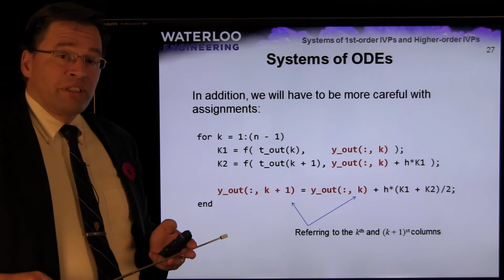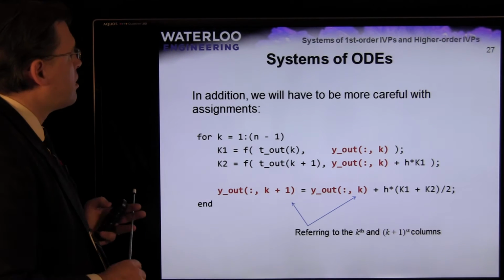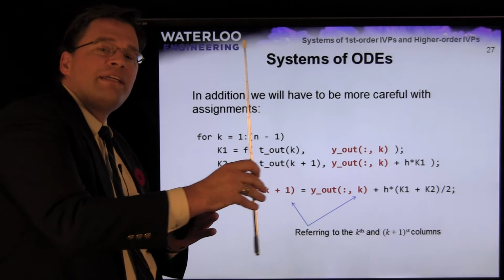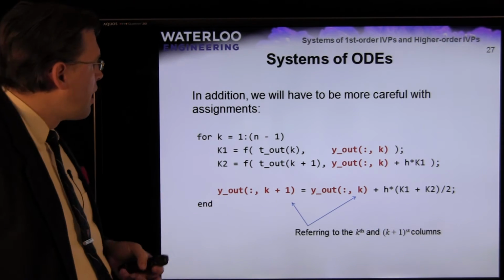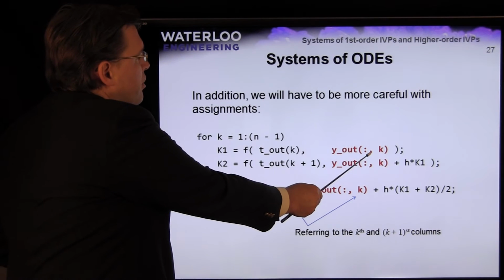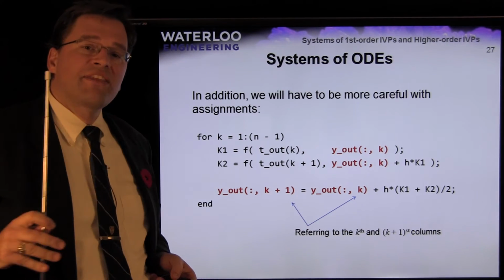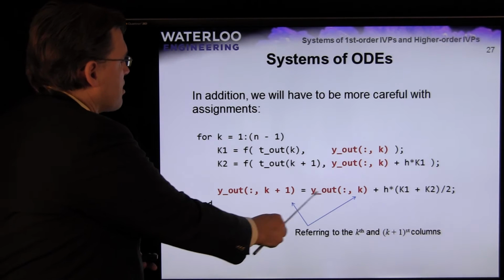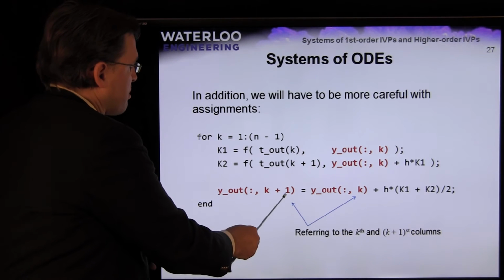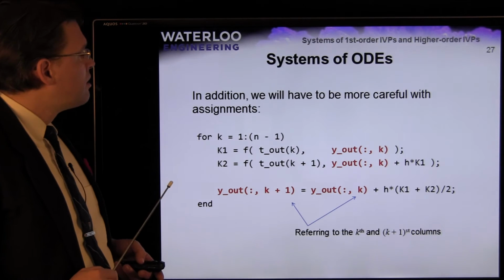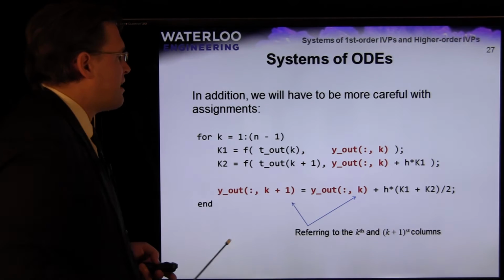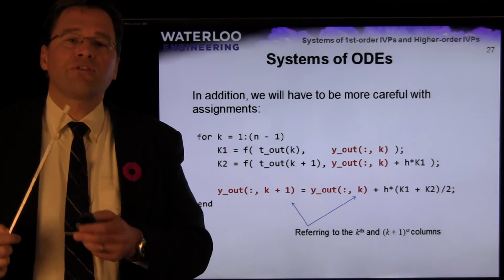Assignment is a little bit more difficult, because now we can no longer refer to just the kth entry in the output function, but we have to make sure that we are referring to the kth column in that, and we're also assigning to the kth plus first column in this case. So we are now going to have to refer to columns within the output, at least again for Heun's method.